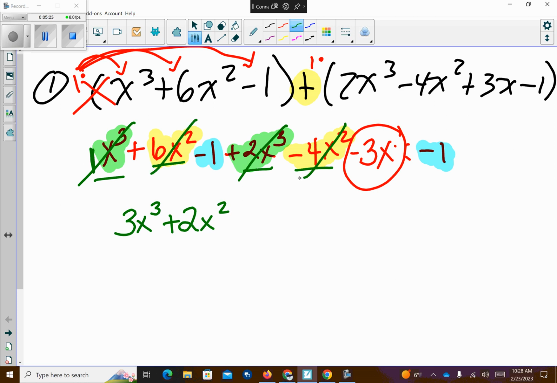Now, my next one, all by its little self, it's just going to come down here because it's lonely. There's no one to pair it with. Sad. But then here's the thing. We got two constants, -1 and -1. -2, good.